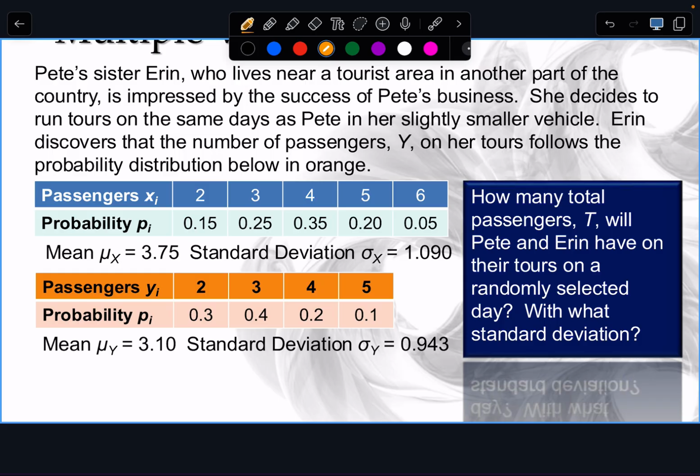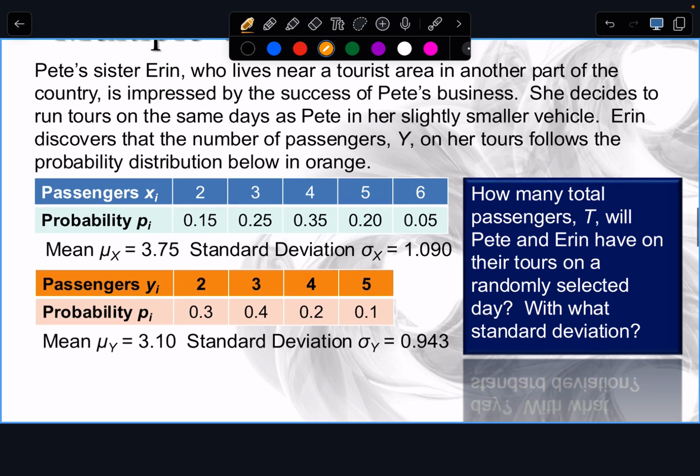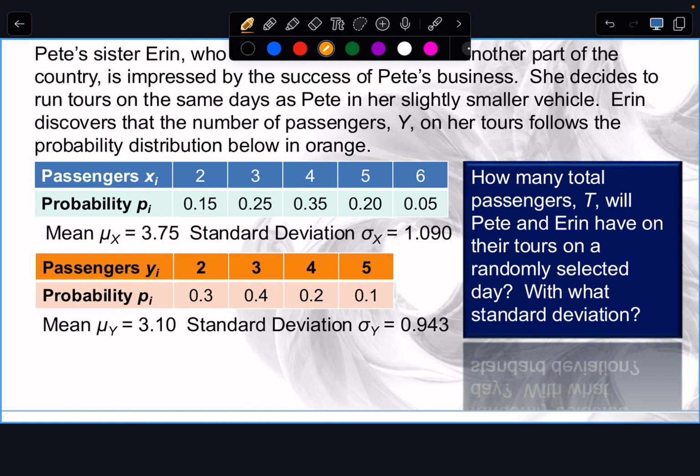So now what we want to do is calculate how many total passengers Pete and Erin would have on their tours on a randomly selected day. So the first thing we'd have to do in a situation like this is start by defining our random variable t. So to calculate the total number of passengers they should expect, what would I be doing here? How do I define t using the given random variables?